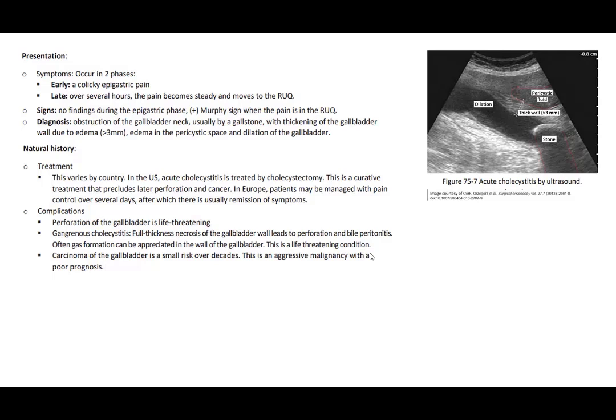Now, complications can include perforation of the gallbladder, which is a life-threatening condition, and gangrenous cholecystitis, which involves full thickness necrosis of the gallbladder wall, which leads to perforation and biliary peritonitis. Often gas formation can be appreciated within the wall of the gallbladder, and this too is a life-threatening condition. Finally, carcinoma of the gallbladder is a small risk over the course of many decades, but when this develops, it's a very aggressive malignancy with a poor prognosis.